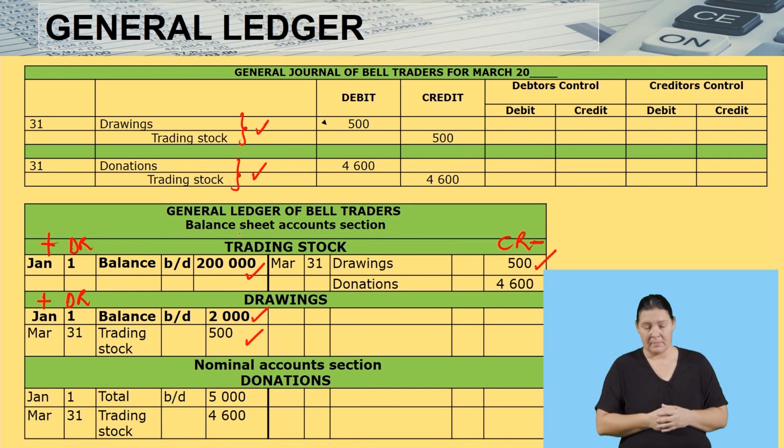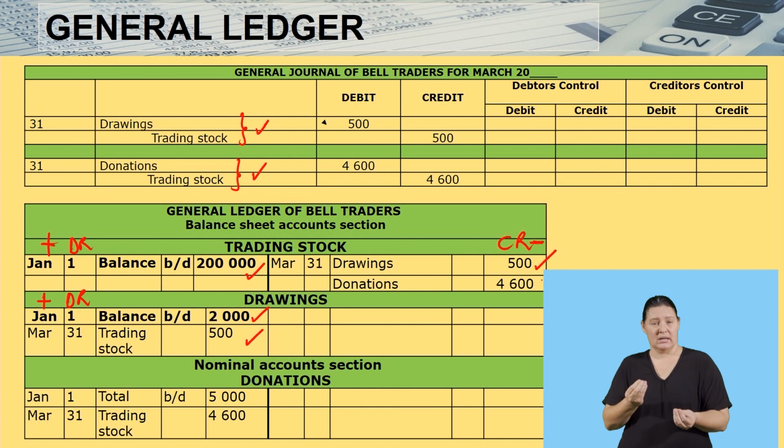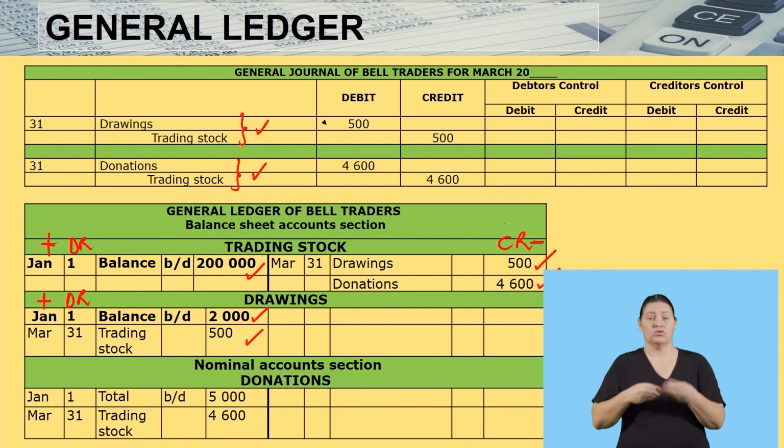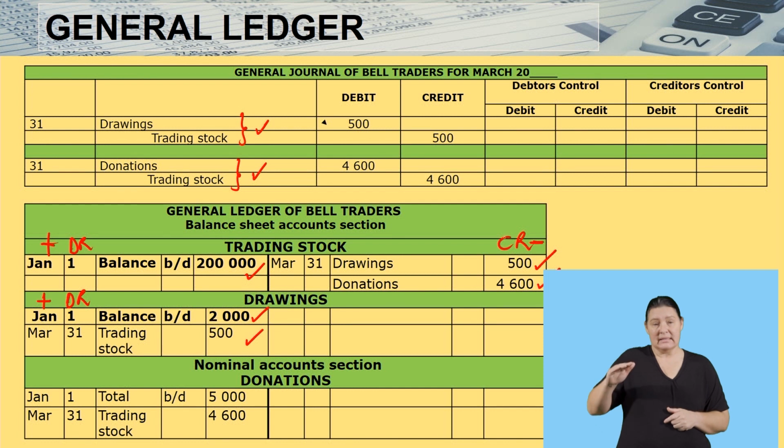The second transaction is now relating to donations. Remember the Mandela Children's Welfare. We donated goods of 4,600. And then in the trading stock account, we decreased our stock account.